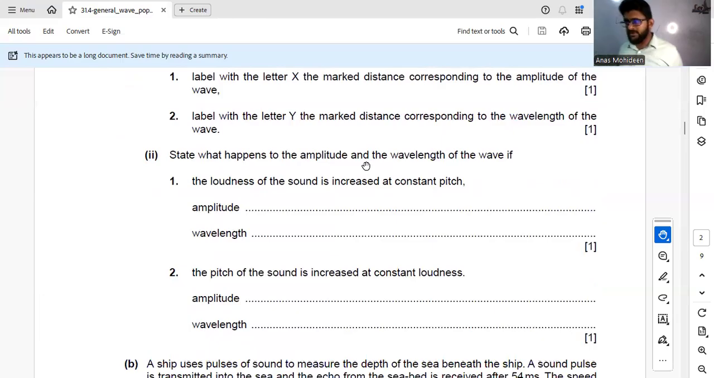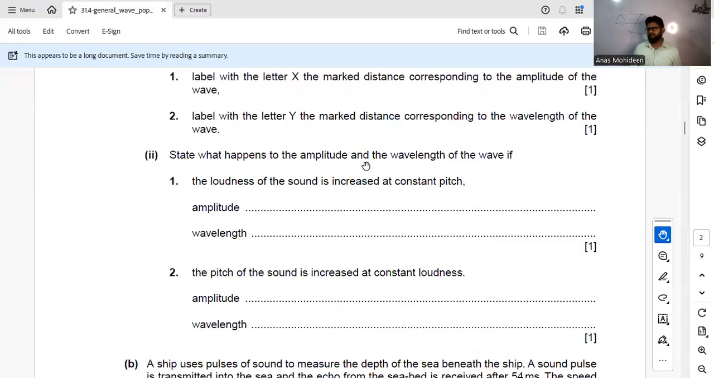Now you can go to question 2. State what happens to the amplitude and the wavelength of the wave if the loudness of the sound is increased at constant pitch. What happens to the amplitude and the wavelength of the wave? What is happening to the amplitude when the loudness of the sound is increased?